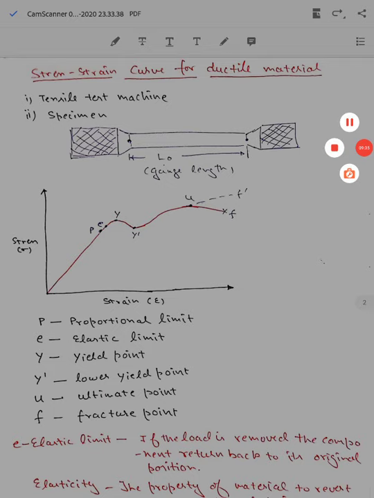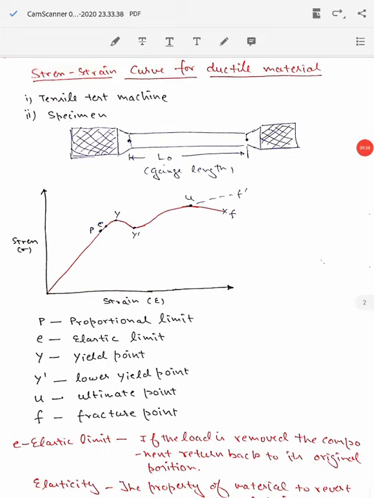One such specimen is shown here in this figure, and there is a middle cylindrical portion of this specimen, and the length of it is measured before the start of the experiment. So this length L0 is termed as gauge length. We also measure the cross-section area of this specimen before the start of the experiment. So we know the value of the initial cross-section area.